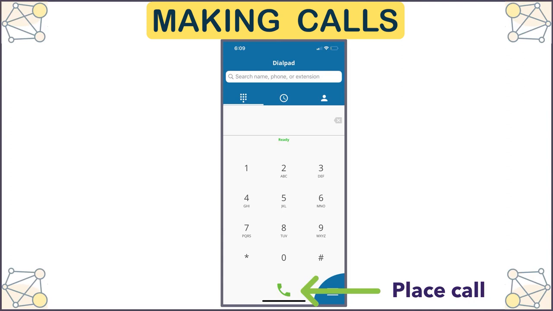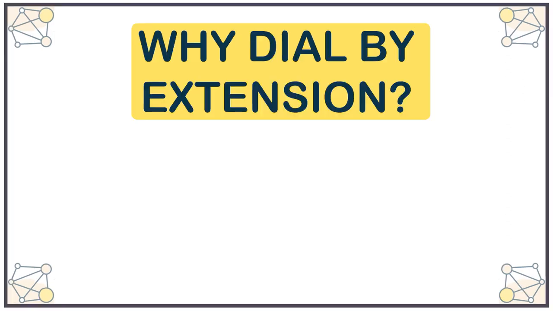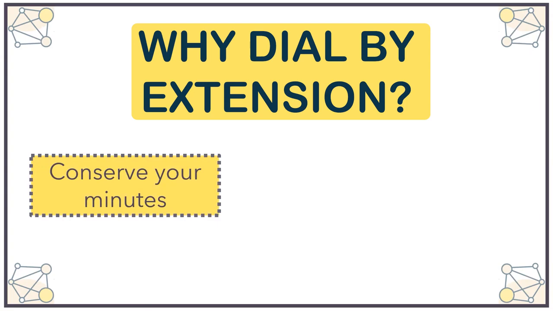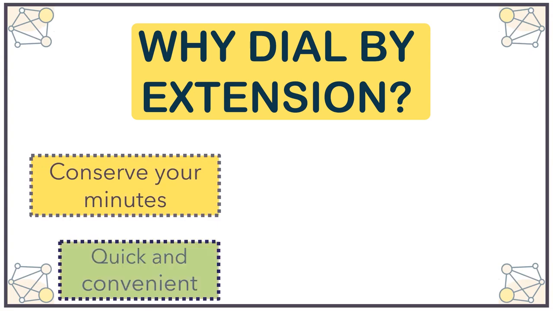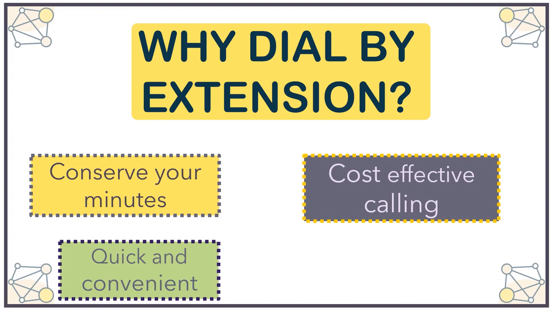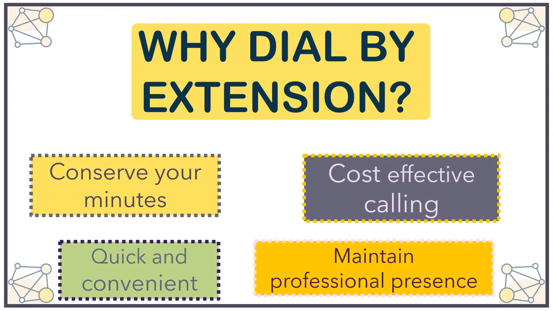While using the Cornexa mobile app, you can dial internal extensions directly, just like you would on your physical office phone. Dialing by extension is a helpful feature for a number of reasons. It helps to conserve your minutes, it's a quick and convenient way to get in touch with your team from anywhere, it's cost-effective since you don't have to use your cellular data as long as you're connected to Wi-Fi, and it helps you to maintain your professional presence, as your call will be received as your work phone number rather than your personal number, even though you're calling from your cell phone.